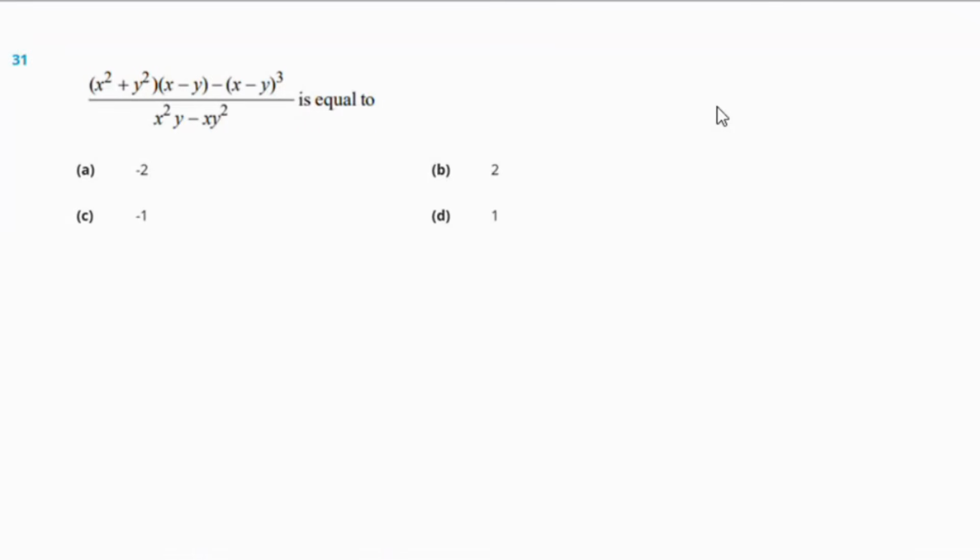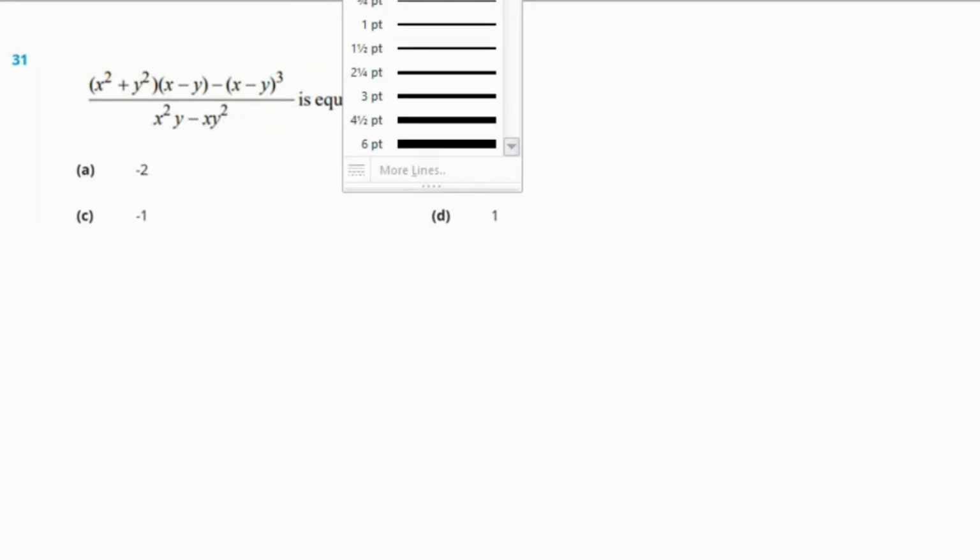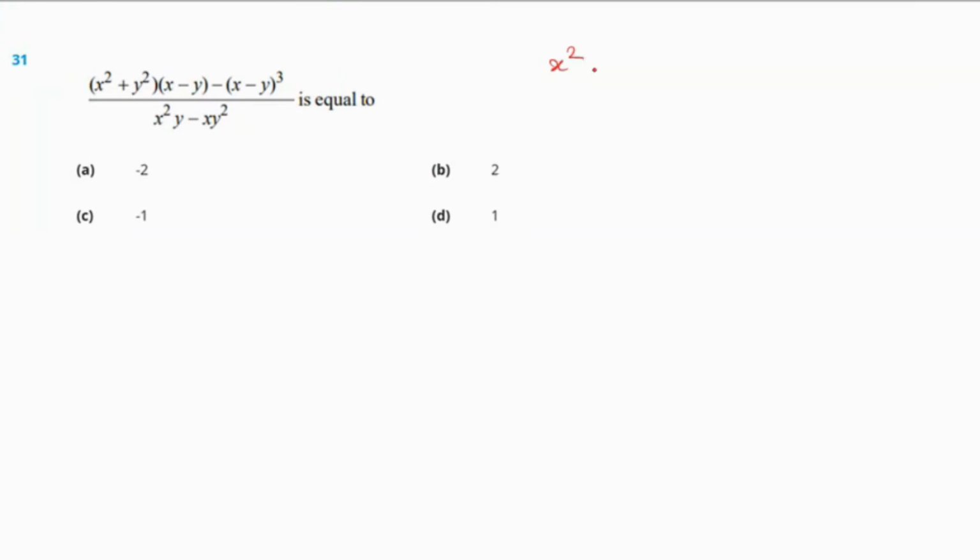So now we are going to have question number 31. The question is saying that (x square plus y square) times (x minus y) whole cube is given to us, and by (x square y minus x y square), that we need to solve, and we need to figure out what it will equal to.